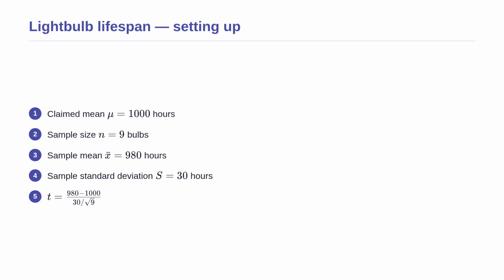Let us see how this formula works in practice with a concrete example. A light bulb manufacturer claims their bulbs last 1,000 hours on average. You test a small sample of 9 bulbs and find an average lifespan of 980 hours, with a sample standard deviation of 30 hours. We need to calculate the t-statistic to see if the bulbs are genuinely defective or if our small sample was just unlucky. We start by identifying our given values and substituting them into Fisher's modern formula. We place our sample mean of 980 and subtract the claimed mean of 1000. In the denominator, we place our sample standard deviation of 30 over the square root of our sample size, 9.